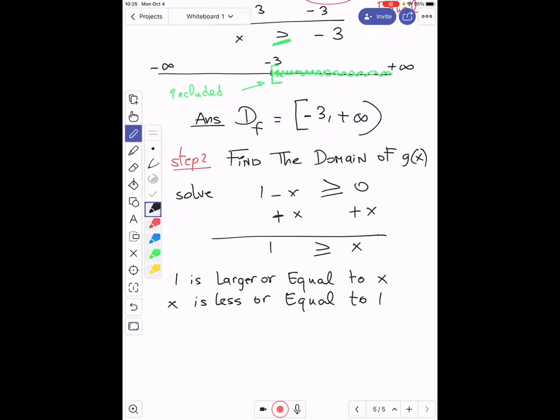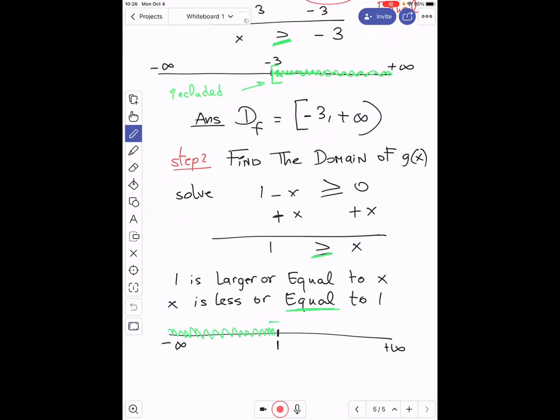So on the number line, from -infinity to +infinity, let's say here's 1. So 1 is larger or equal to x. It means that your x is on the left side of 1, right? So x is actually less or equal to 1. So it's going to be on the left side of 1. And of course, it can be equal to 1.